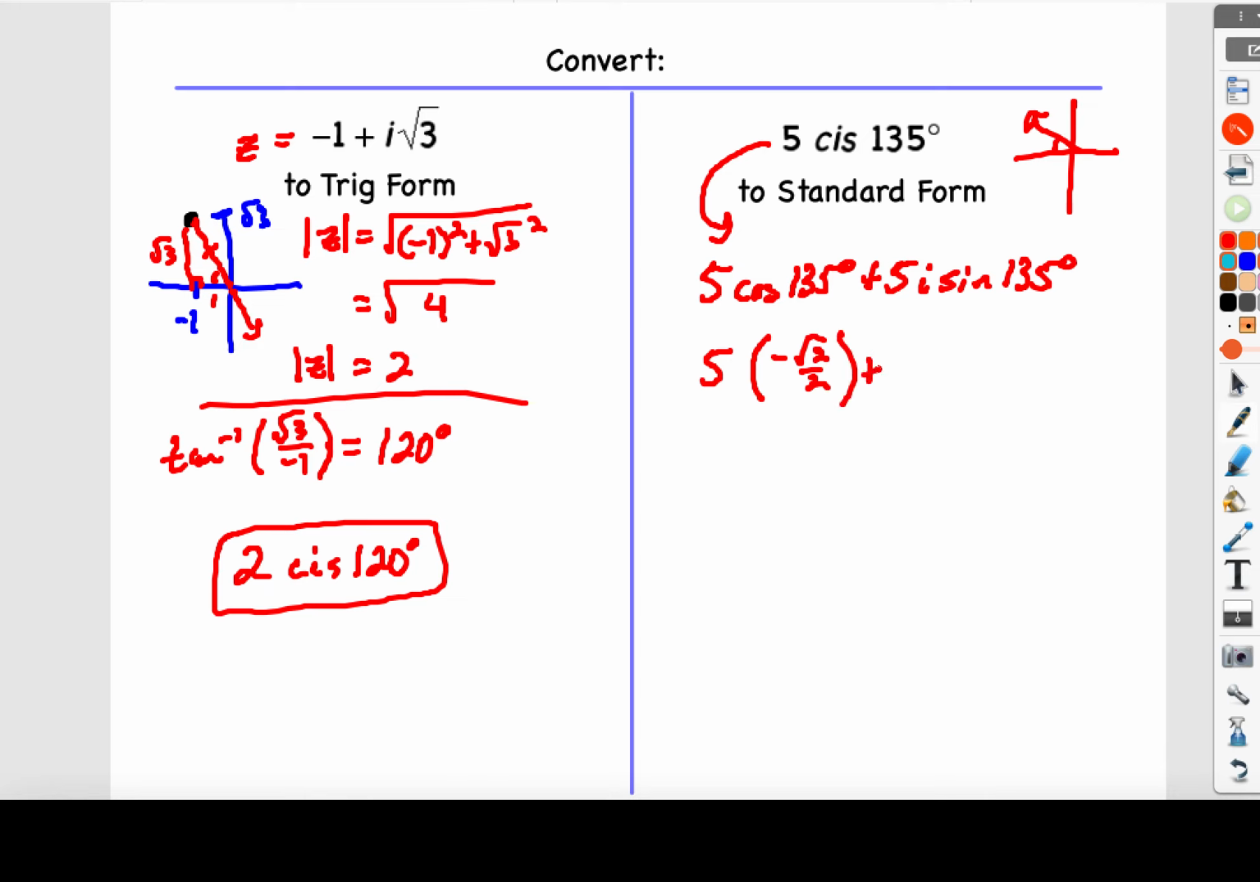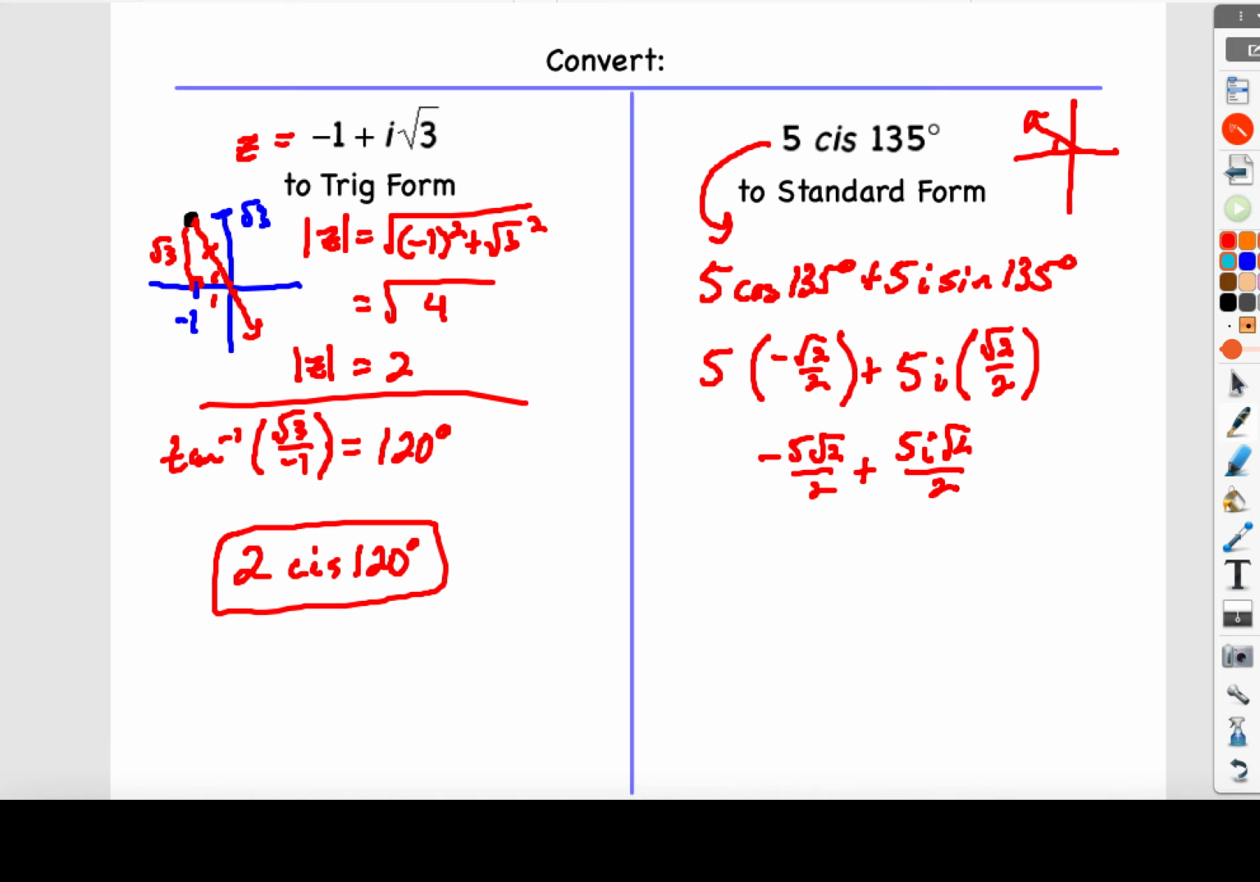plus 5i, right? Sine is positive in quadrant 2 though, so positive root 2 over 2. So if we wanted to stay exact, basically we just got -5 root 2 over 2 plus 5i root 2 all over 2. Now you could also pop that directly in the calculator. It just depends on what the directions say.